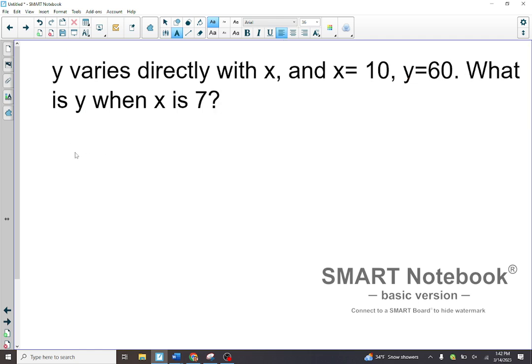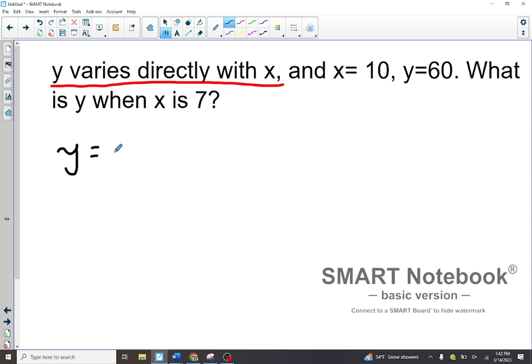So there's two parts to this question. The first part is in the first sentence: y varies directly with x. When you see the word directly, it's going to be y equals x times a, or a times x, doesn't matter. A is some constant number that'll be true for the whole question.